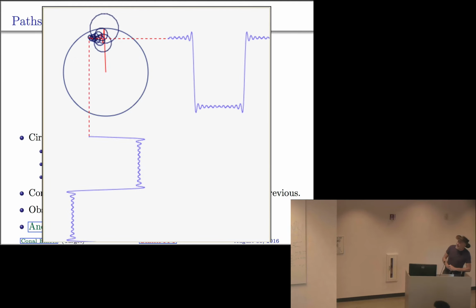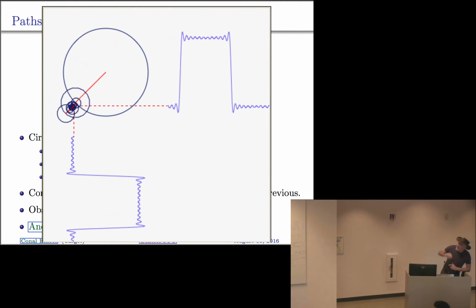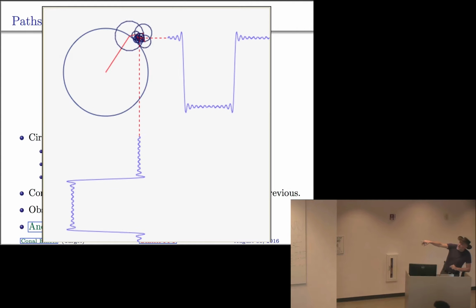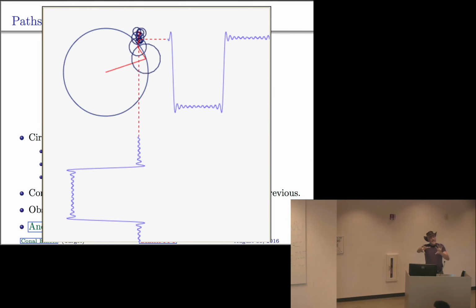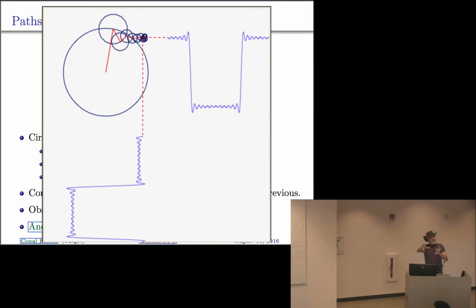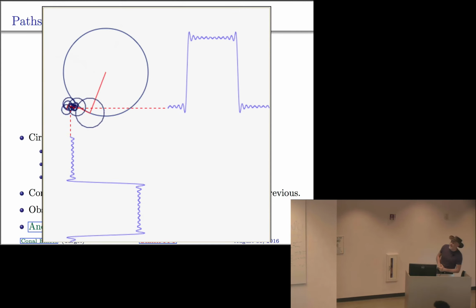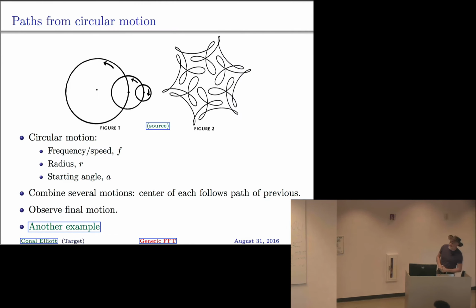Great. Okay. So what we have here is a collection of circles, and by carefully coordinating the frequencies and the radii and the offset angle, you can get the motions to collaborate or compete with each other and do quite interesting motions.